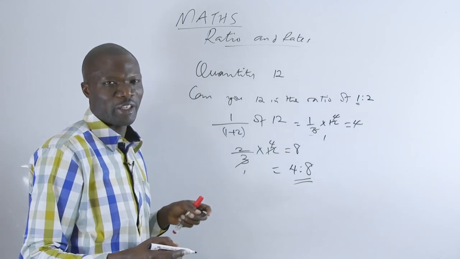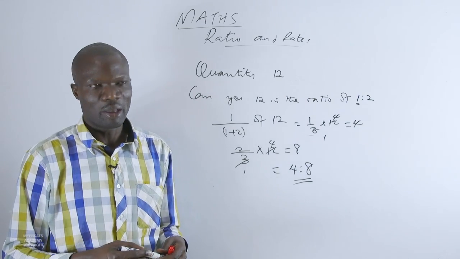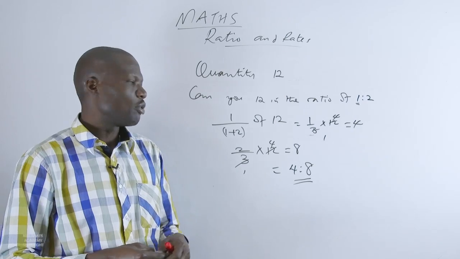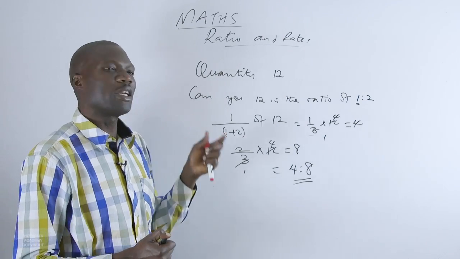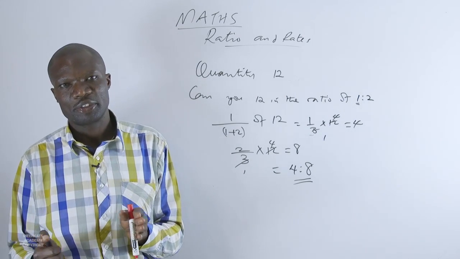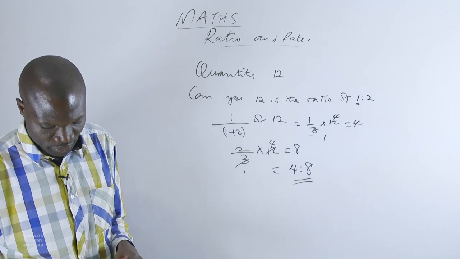And if you are very keen, you'll also learn that this is an equivalent ratio. But the total quantity or the total amount is 4 plus 8, which gives us 12. So we can divide a quantity by its ratio. Given the ratio, we can always divide a quantity.